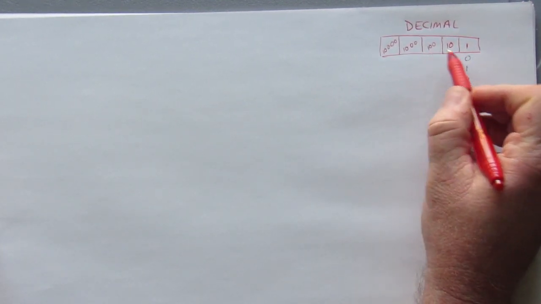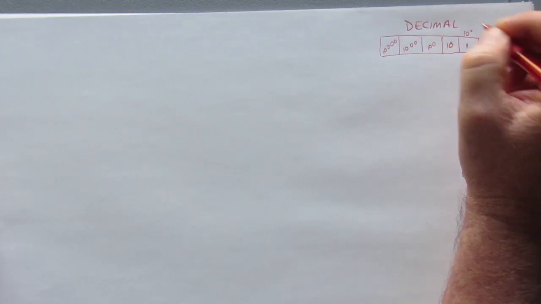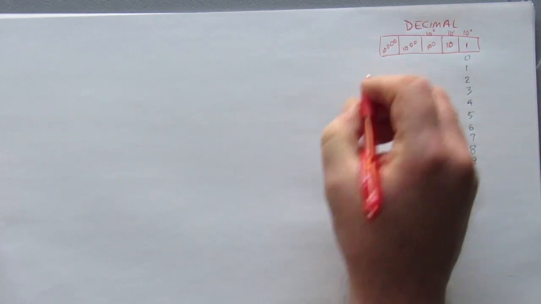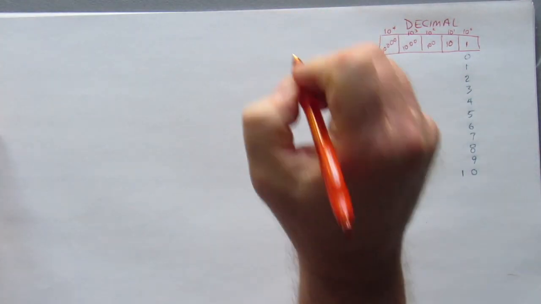So each one of these is 10 to the 0th power, 10 to the 1st power, 10 to the 2nd power, 10 to the 3rd power, 10 to the 4th power. 0 counts as a digit. So as we look through these numbering systems, notice that every one of them starts with 0, and that is one of the digits. So if we're going through decimal, you count from 0 to 9, but that's actually 10 separate digits. So now let's take a look at binary.